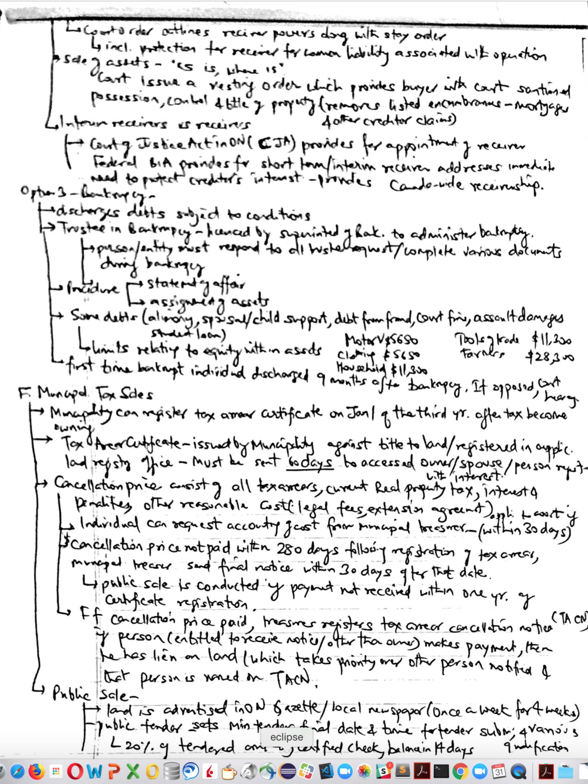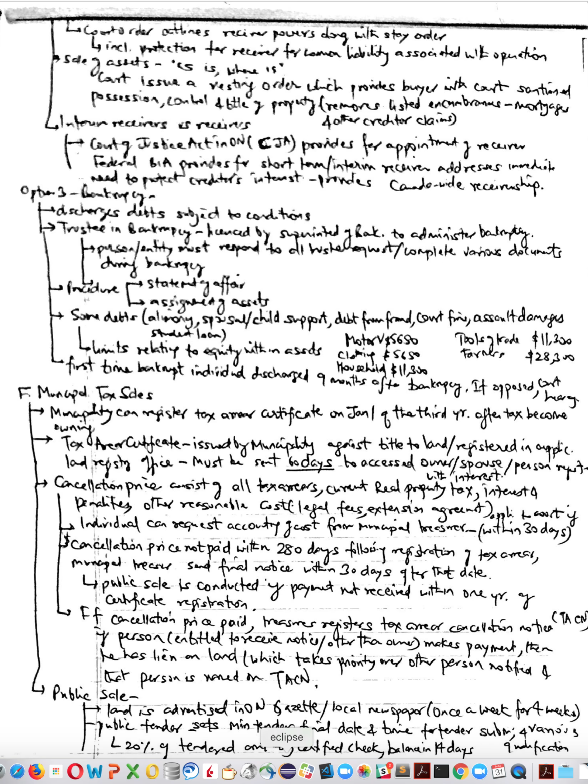The public sale is conducted if the payment is not received within 1 year of the certificate registration. Before the 1 year period expires, the municipality may extend the time period in which the cancellation price must be paid. If the payment is made by the owner or spouse, the treasurer must register a tax area cancellation certificate.